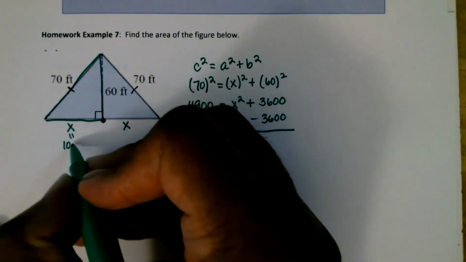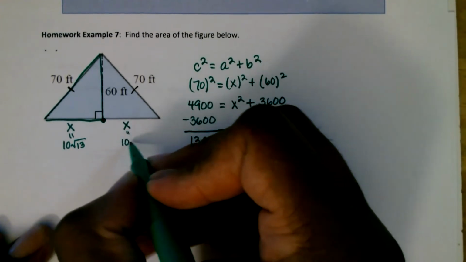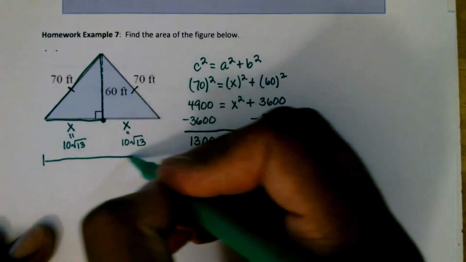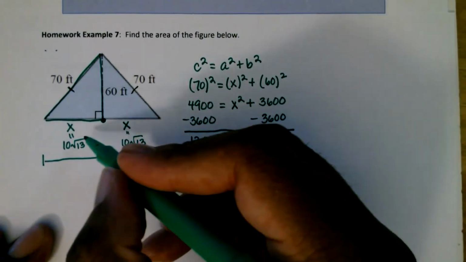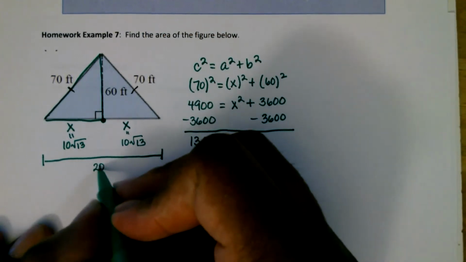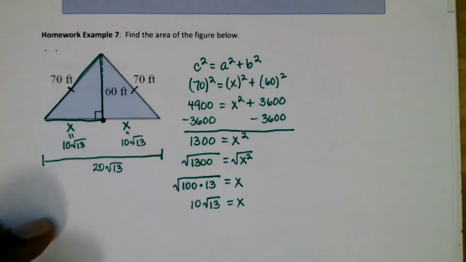So this is 10 square roots of 13, and this is going to be equal to 10 square roots of 13 as well. So if I add those two together, 10 square roots of 13 plus another 10 square roots of 13, that's 20 square roots of 13.